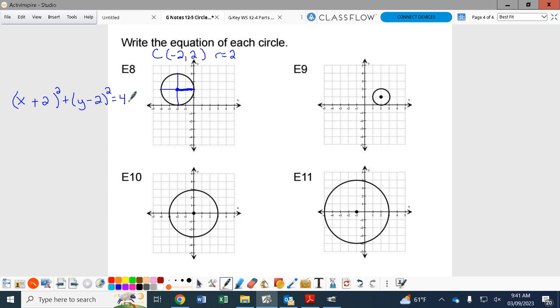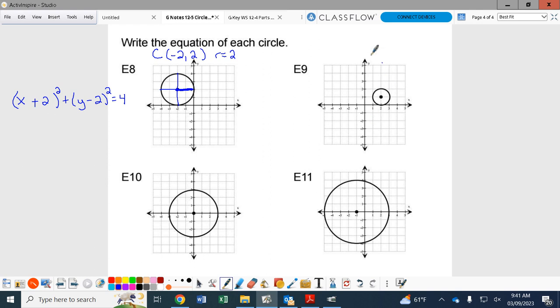Is anybody having any concerns at all? Yes, please. For the radius and the center, how do you get it from the picture? So from the picture, let's do the next one and just show you on this, and then you let me know what it is that you have a question about.